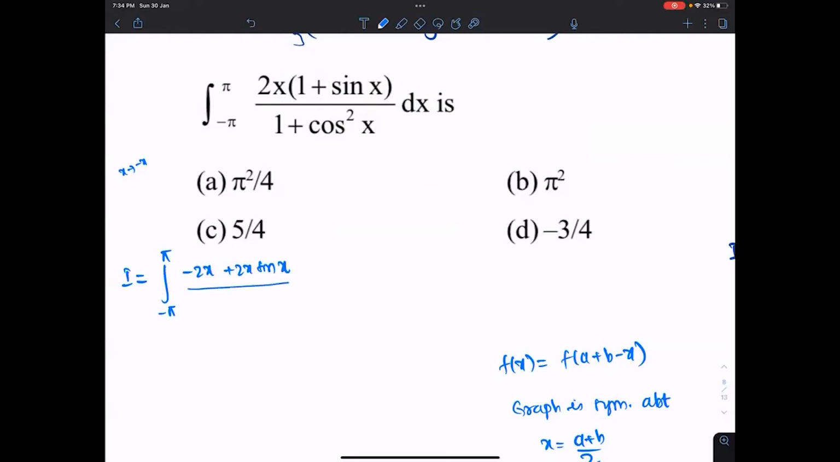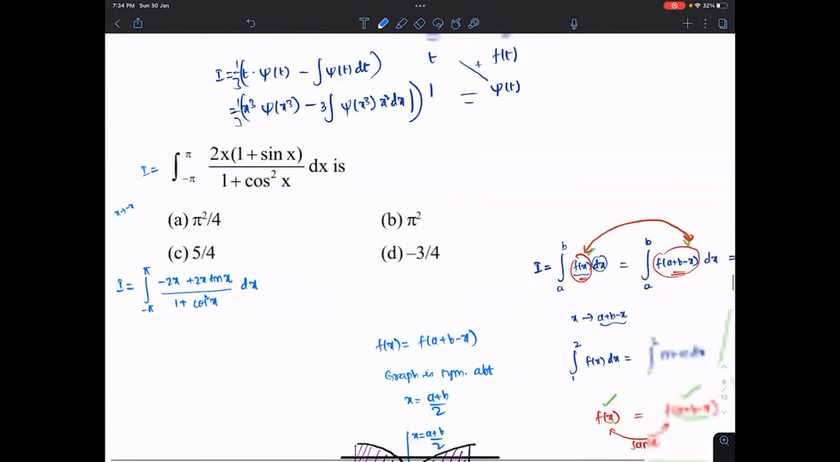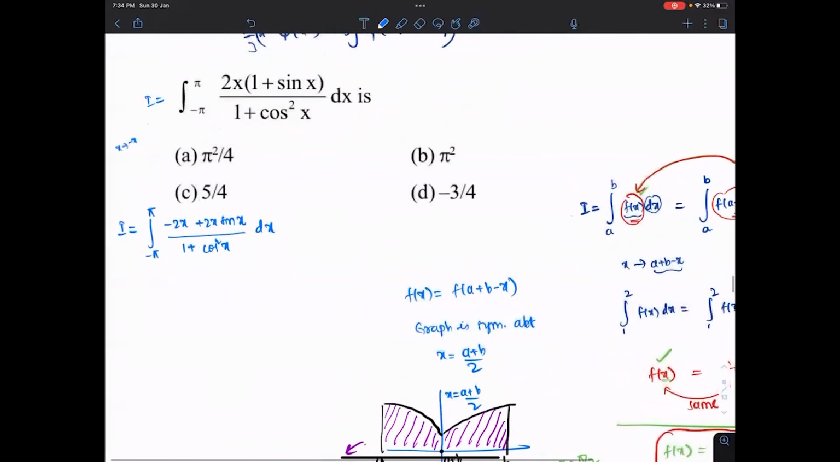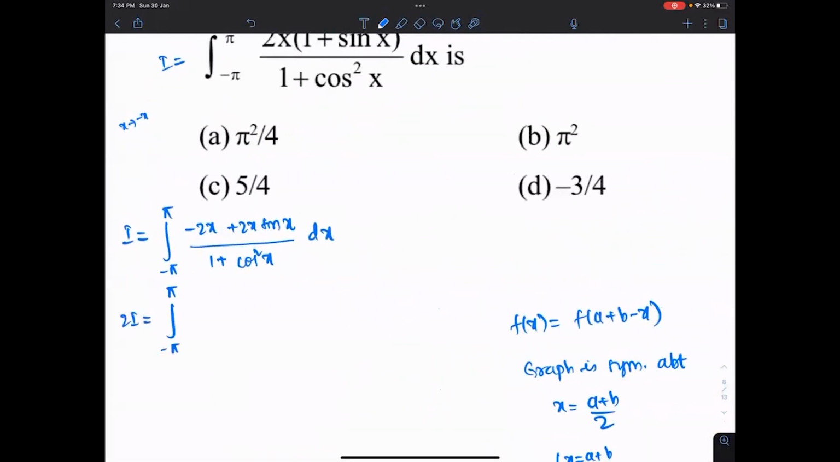So just that is on simplification. Why bother? You know how to do it. When you replace x by minus x, this is what you get. Now you add both of them. That is how you use the a plus b minus x rule. I will add both of them. I will get 2I equals integral from minus pi to pi of 4x sine x, because there 2x sine x, here 2x sine x. So 4x sine x by 1 plus cos square x dx.